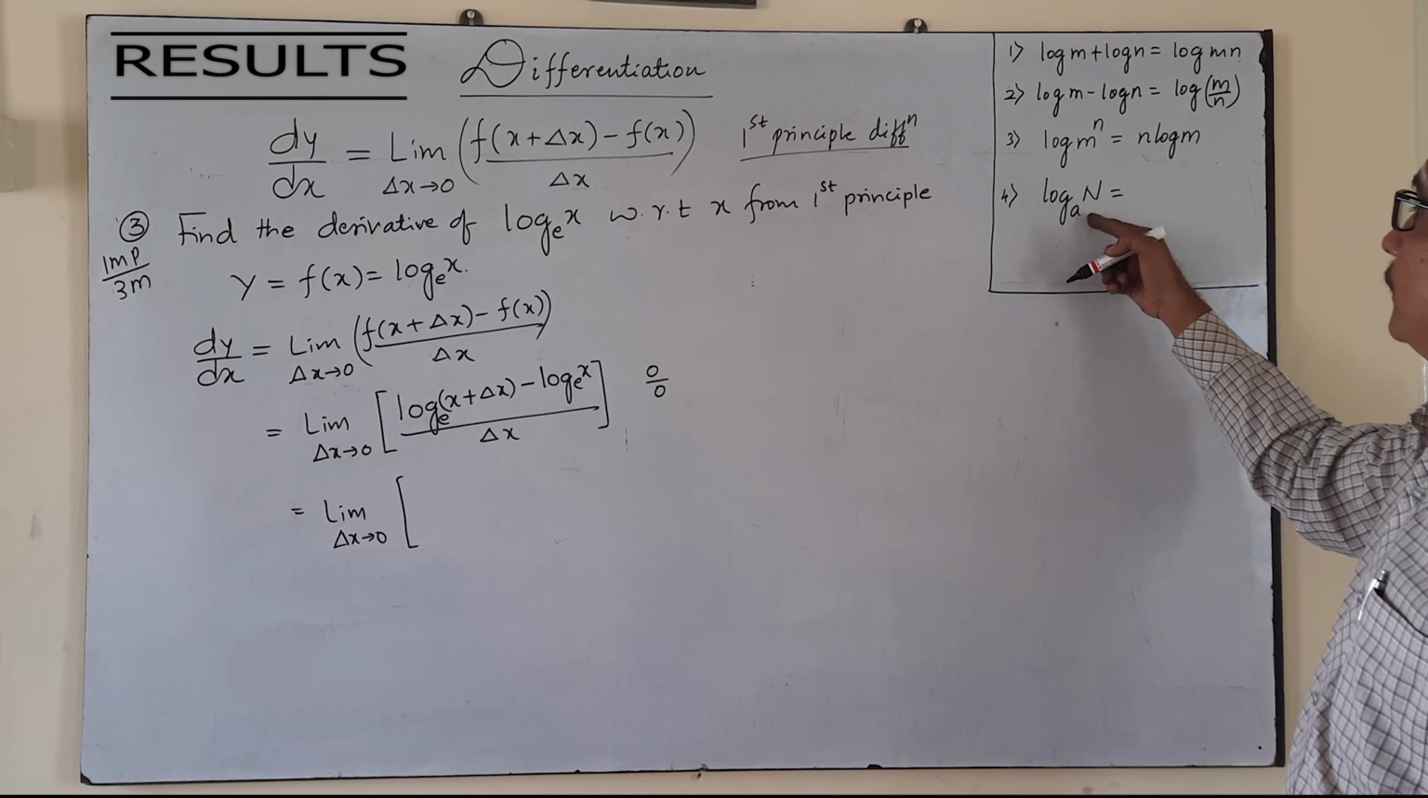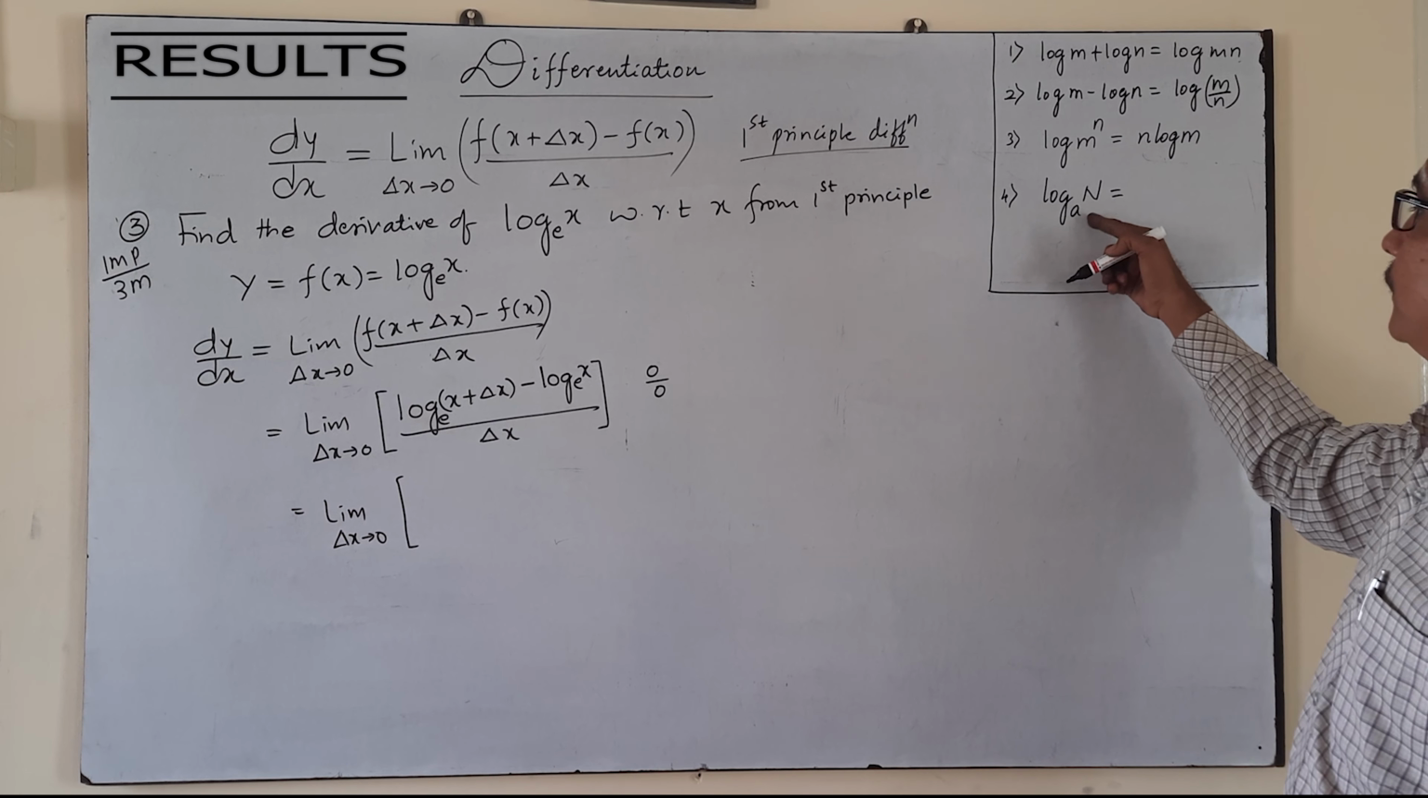It is in the form log m minus log n. Log m minus log n formula, what is that? Log m by n. Correct? So that is log m by n: the m value x plus delta x by the n value x, to the base e, divided by delta x. We have taken this as m and this as n. Log m minus log n is equal to log m by n. Okay, that is limit delta x tends to 0.